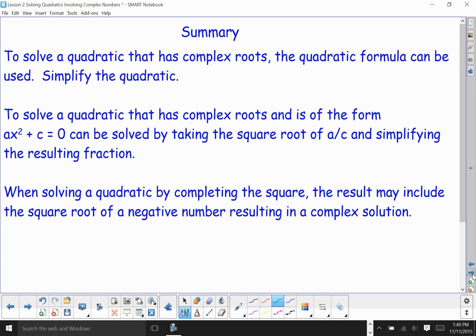In summary, to solve a quadratic that has complex roots, the quadratic formula can be used. You simplify the quadratic first. To solve a quadratic that has complex roots and is of the form ax squared plus c, where there's no b term, there's no linear term, you can simply use square roots to solve. When solving a quadratic by completing the square, the result could include the square root of a negative number, and that would result in a complex solution. All right, hopefully you've got it all.